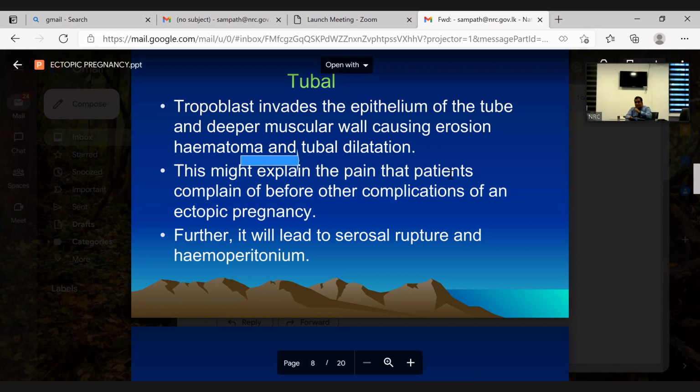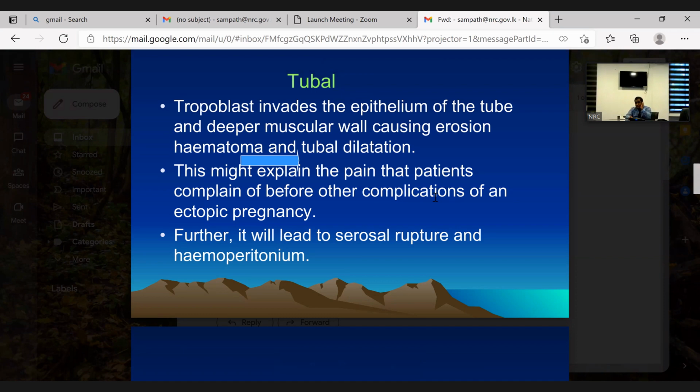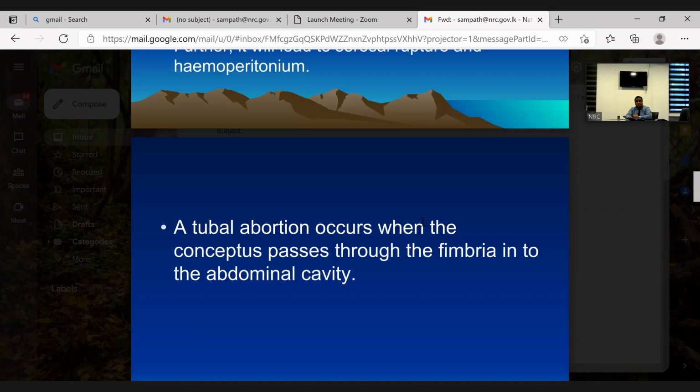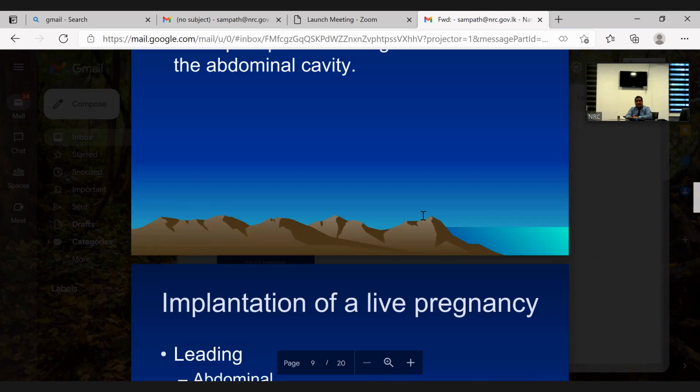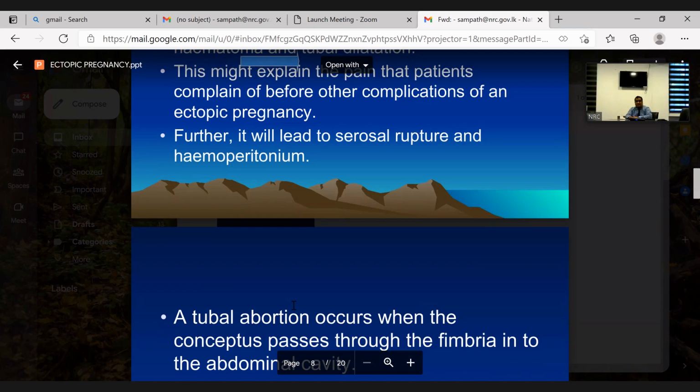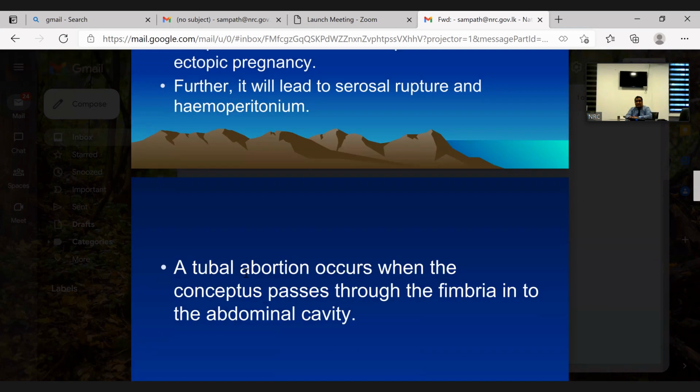That's what happened, right? Okay. Then rarely the tube can expand and the embryo can get aborted into the abdominal cavity.